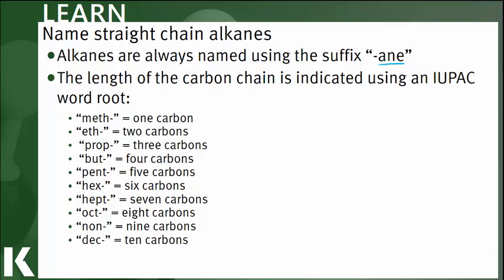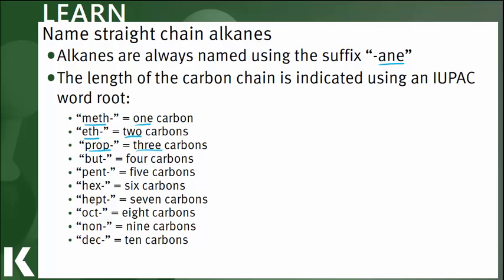In order to actually name a specific straight-chain alkane, though, you need to count the number of carbons present in the chain and then use the IUPAC prefix that indicates that number of carbons. So if there's one carbon, you use the prefix meth. If there are two carbons, you use the prefix eth. Three carbons, use the prefix prop, and so on.